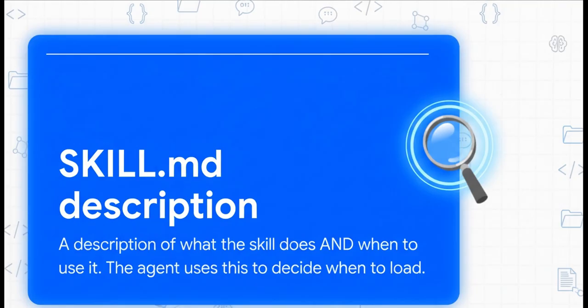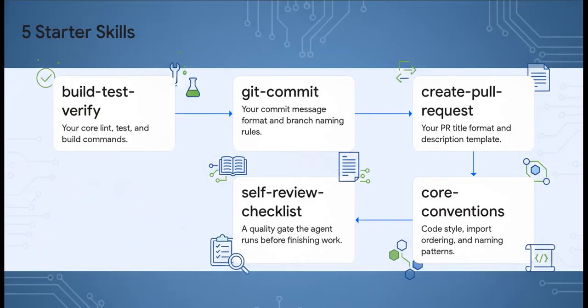This is not just a comment for you. The AI agent reads this little sentence to decide if this skill is relevant to what you just asked it to do. A good, clear description is literally the trigger that automatically loads the right context at the right time. It's crucial. So where do you even start?